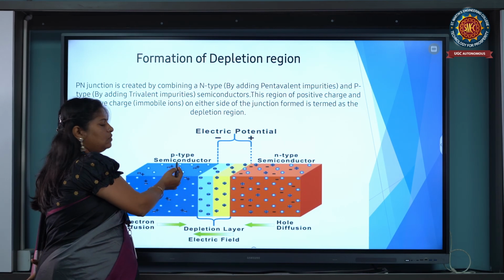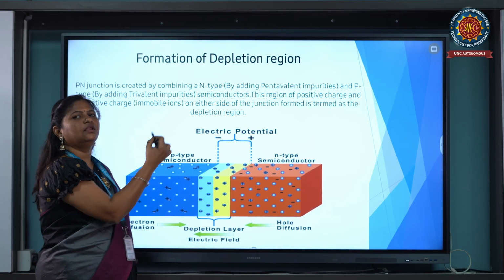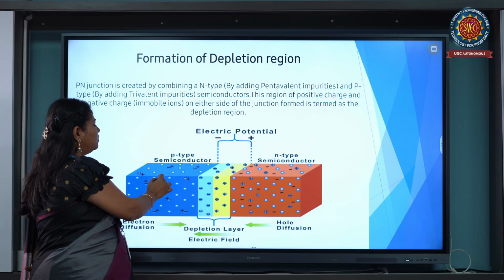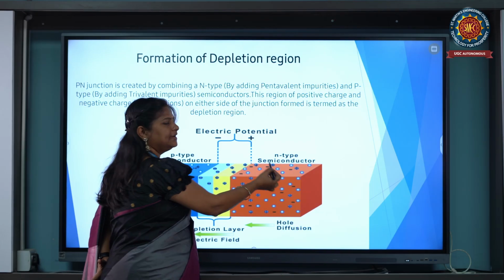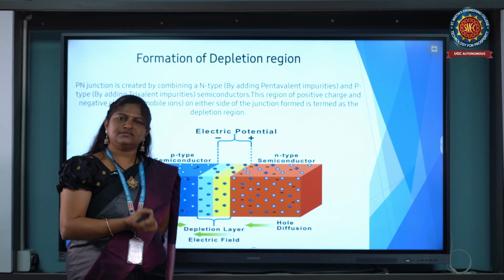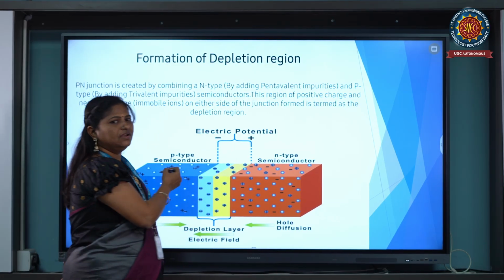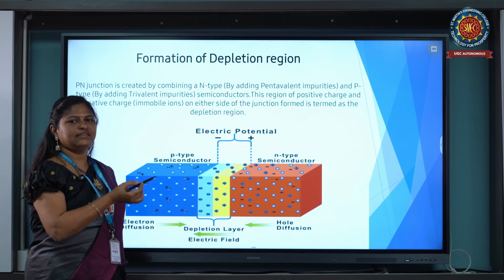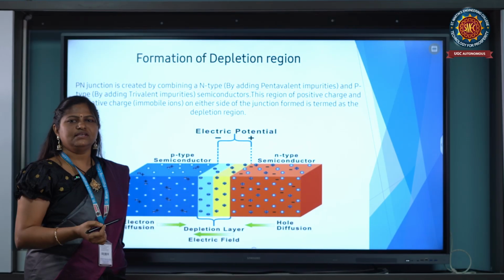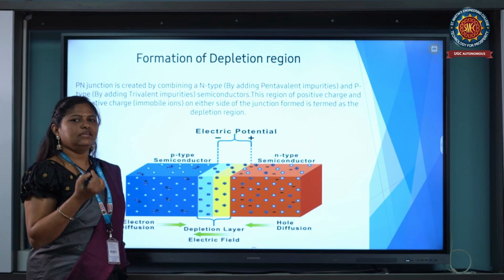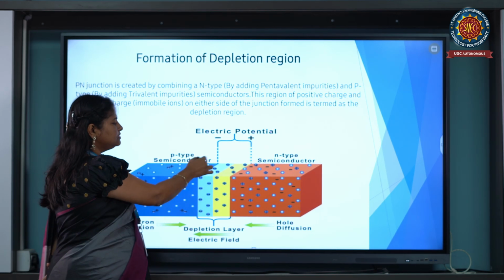The majority charge carriers are holes in the p type, which move from higher concentration to lower concentration, meaning holes move from the p side to the n side. Similarly, in n type semiconductors, the majority charge carriers are electrons, which move from the n side to the p side. Whenever charge carriers move from one side to the other, recombination takes place at the junction, and immobile charge carriers are formed on either side of the junction.